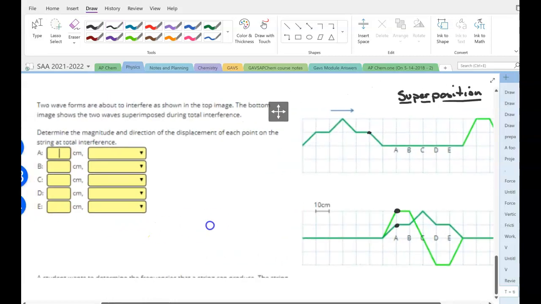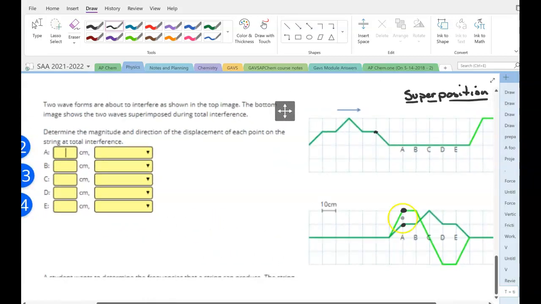So the first question asks you to find what is the total amplitude here at point A. And so we have each box being 10 centimeters, so that would be a unit of 10, and the light green would be 20 total. They're both in the up direction, which we take as positive, so that would be 20 plus 10, or 30.